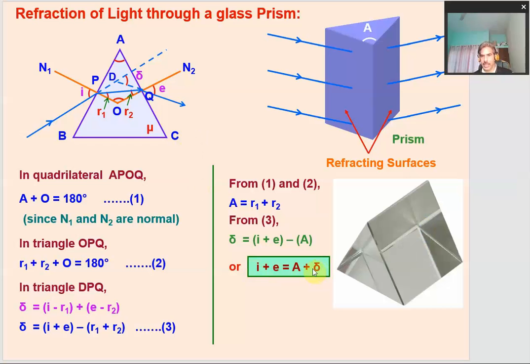So it says that for a given angle of incidence there is some angle of deviation. That means if the angle of incidence changes, the angle of deviation also changes. Now we will produce a formula to find the refractive index of the material of the prism. For that, let us proceed.